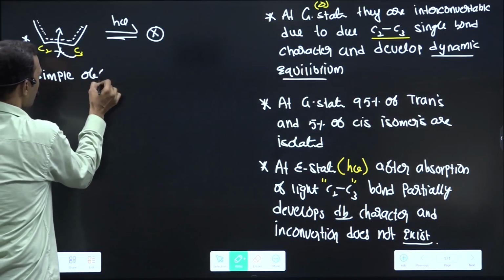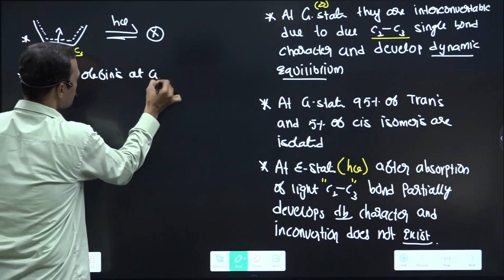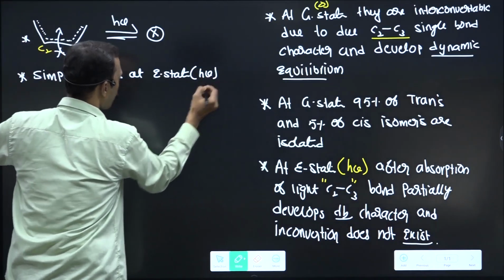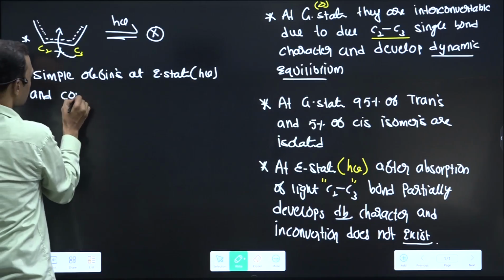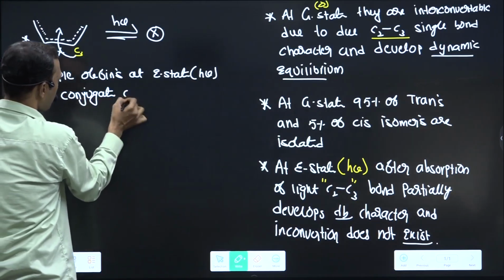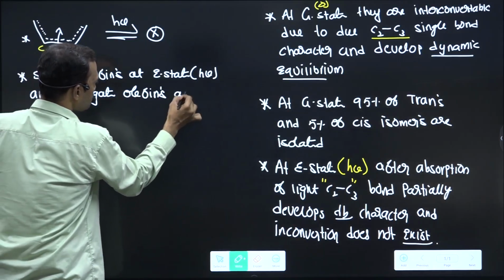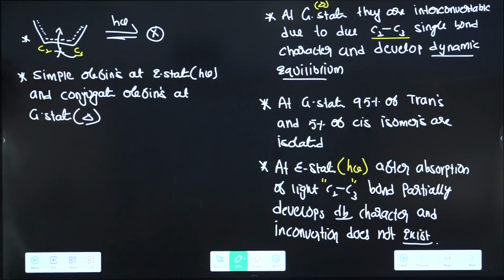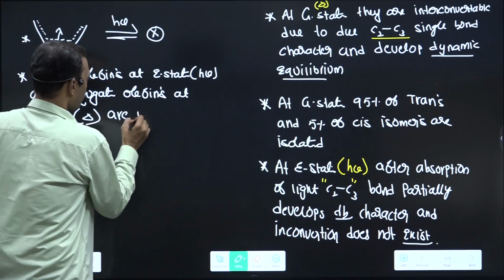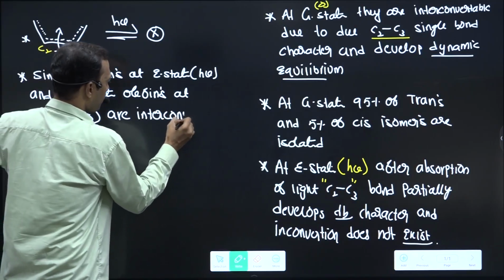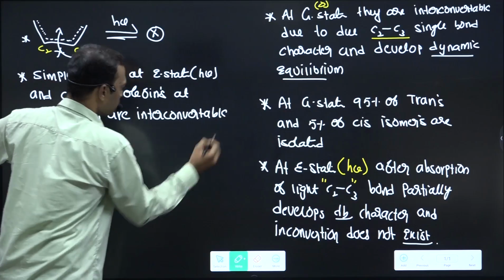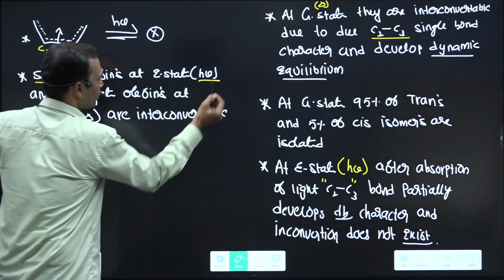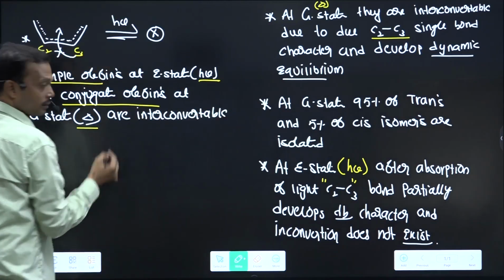See, simple olefins at ground state or excited state, simple olefin at excited state, and conjugate olefins. I am taking conjugate olefins at ground state. Ground state is nothing but thermal, and they are interconvertible. So you need to remember this point for both simple olefin and conjugate olefin. Simple olefin is photochemical, but conjugate olefins thermal, they are possible.